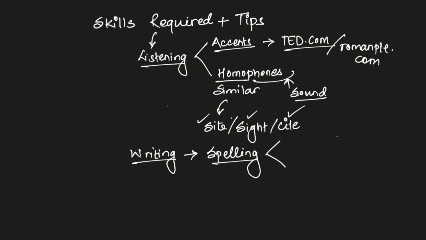So the first kind of word, of course, is words from the academic word list. You can download the academic word list on the internet. If you search for academic word list on Google, you can download it from the internet.